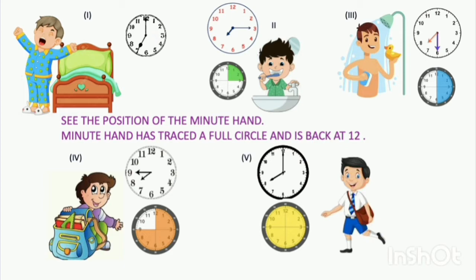Finally, Ayan ate his breakfast and left for school. By this time, the minute hand has traced a full circle and is back at 12. The hour hand has moved from 7 to 8. The time is 8 o'clock, or you can write it as 8 colon 00.